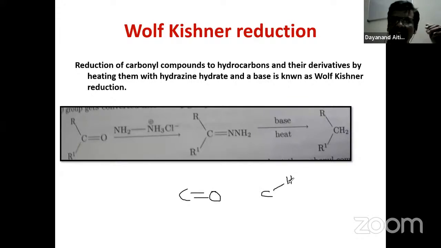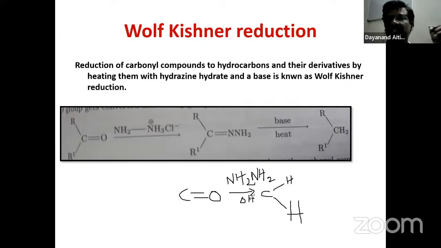It is converted into a CH2 group. See here, the reagent is very important. The reagent is hydrazine in the presence of a base. This reaction is known as Wolff-Kishner reduction: NH2NH2, OH minus. If you take zinc amalgam and HCl, this reaction is called Clemmensen reduction.